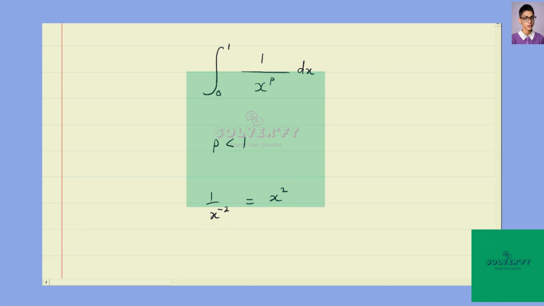Okay, so we'll prefer a p that is less than 1. If we also have a p that is 0, it means that the whole thing here is 1. So as you can see, the whole integral converges if p is less than 1. Okay, that is the a part.